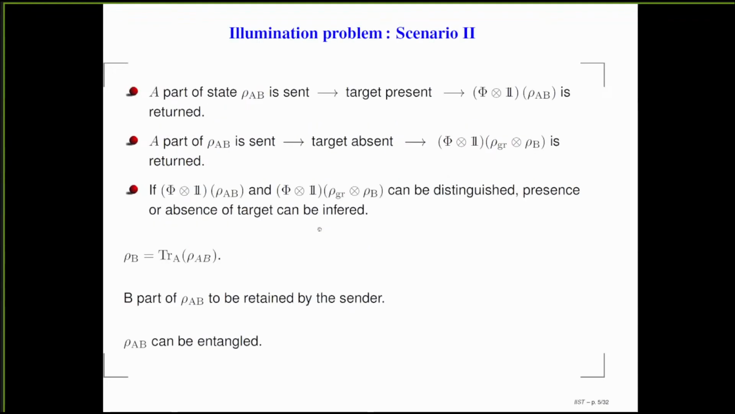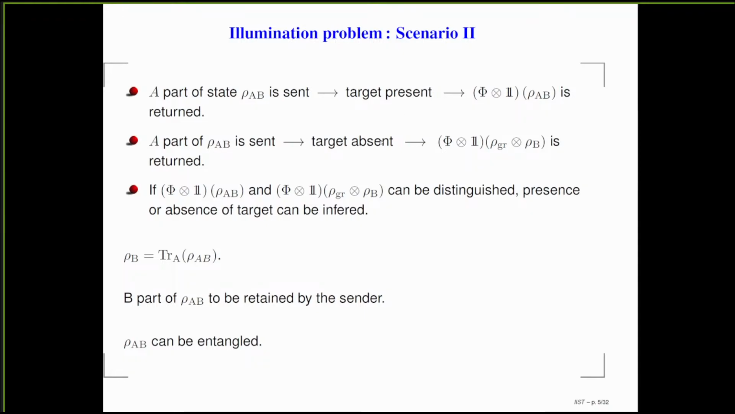Now in scenario 2, consider the following. Imagine you possess a two-mode, bipartite state, for instance, rho of AB. This is some light in, say, two modes of radiation. You only illuminate the target with the A part of that rho AB. Now, if the target is present, what is returned to you is, with nothing acting on B, the channel acting on the A part of rho AB. That is what is returned.